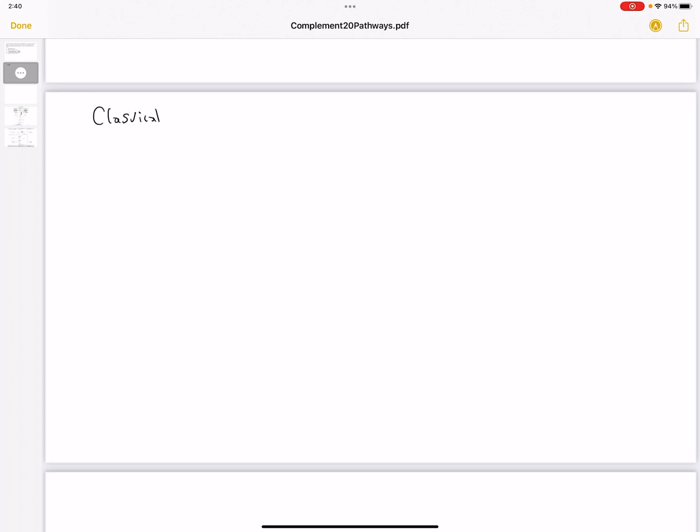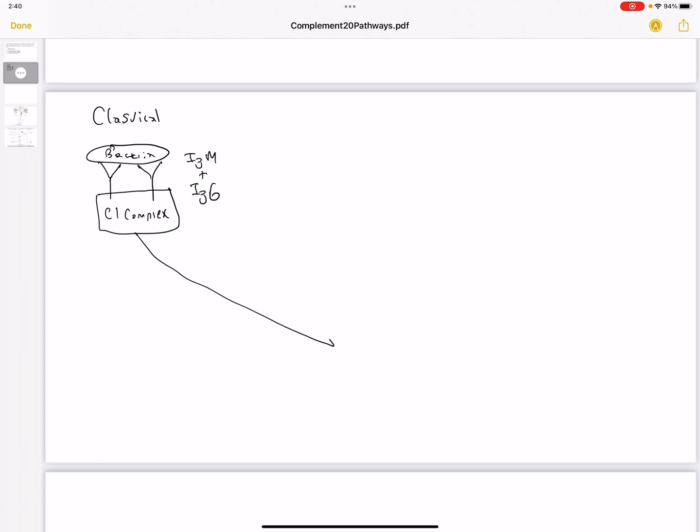Here's the classical pathway. In the classical pathway, the way the complement system gets activated is through antibody-antigen interaction. Here is the antigen. Let's say that this is a bacteria. And the antibodies we have are IgM or IgG in the classical pathway. Once the antigen-antibody interaction occurs, the Fc region of the antibodies forms a C1 complex. This C1 complex is important in that it cleaves the complement proteins C2 and C4 to produce C3 convertase. Now that's the classical pathway.